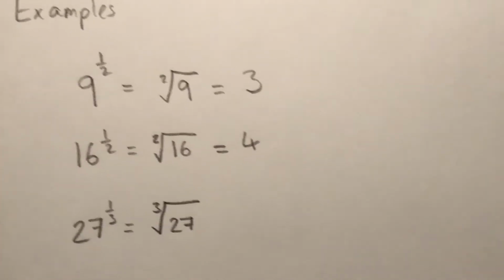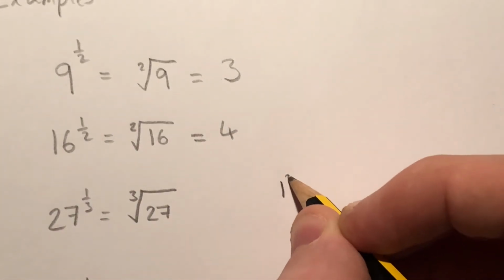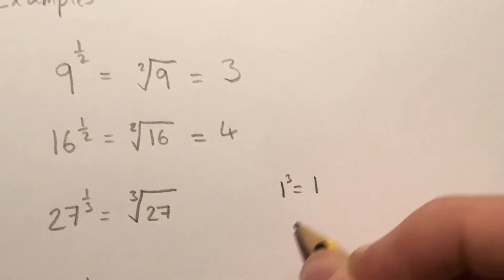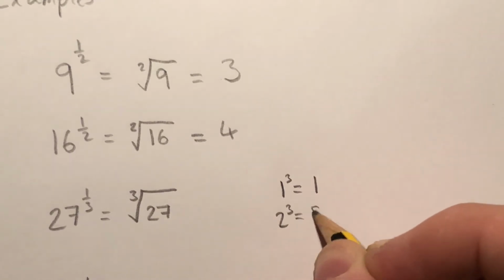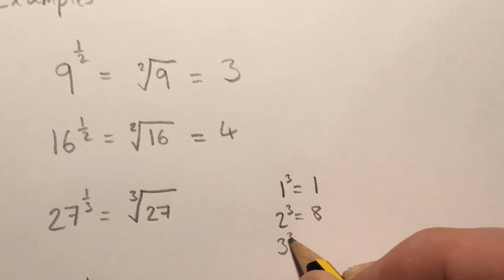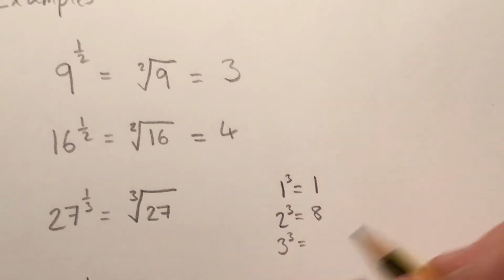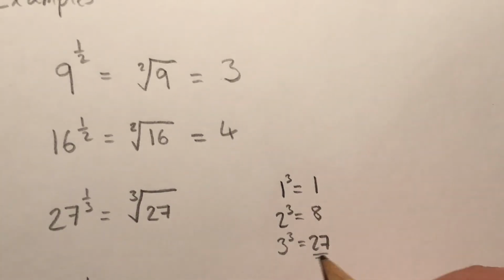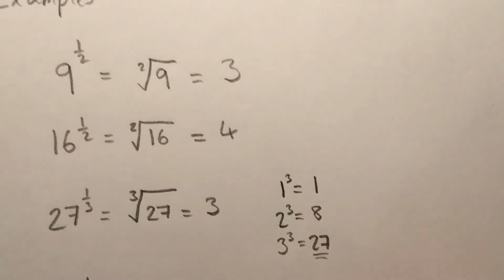So what we can do at the side, if we're unsure, is just write down 1 to the power of 3. Well, that's 1 times 1 times 1, which is 1. 2 cubed: 2 times 2 times 2 is 8. 3 cubed: 3 3s is 9, times 3 again is 27. Oh, we've got 27, that's the number we're after. So the cube root of 27 must give us 3.